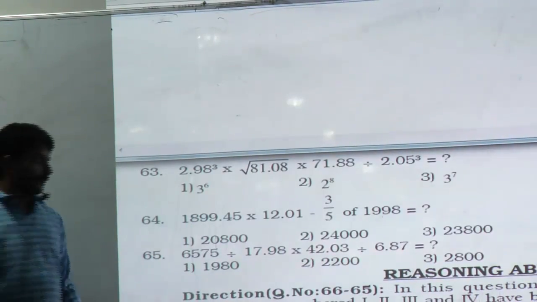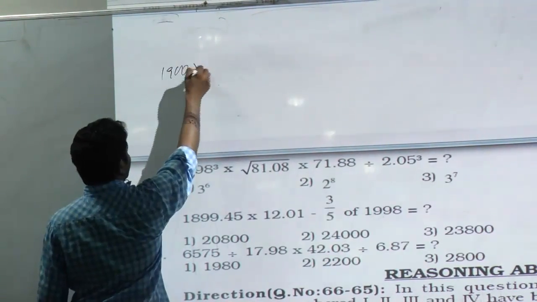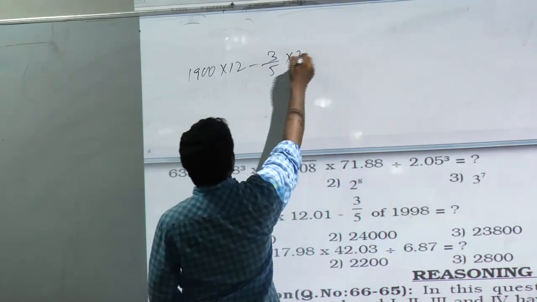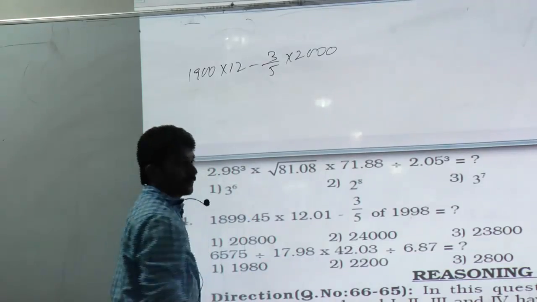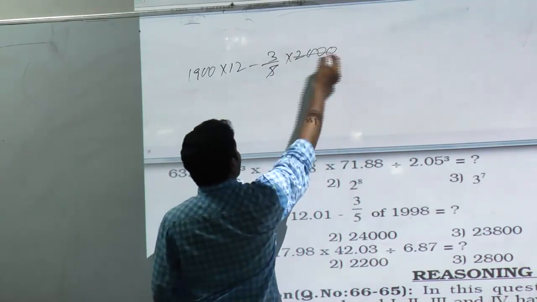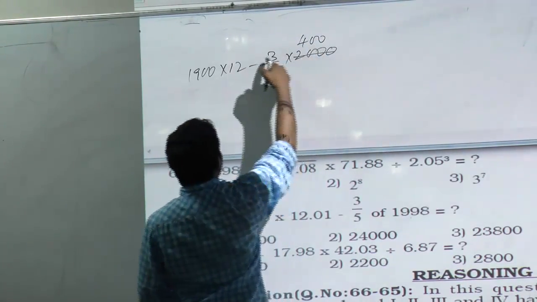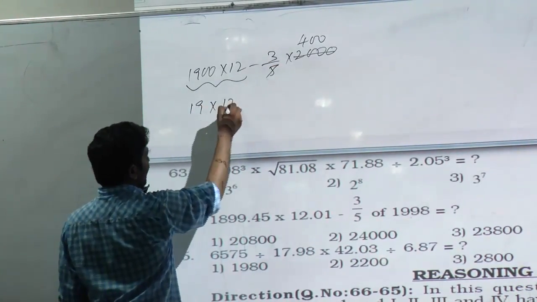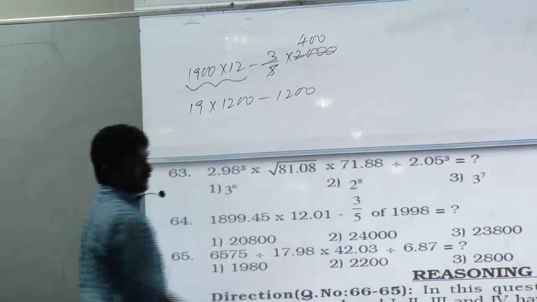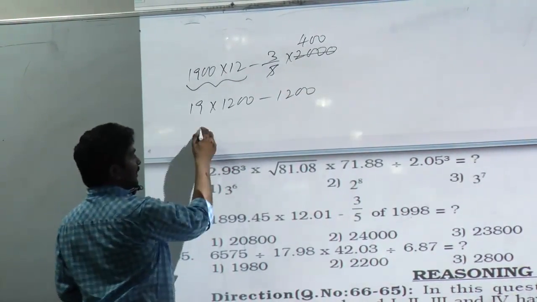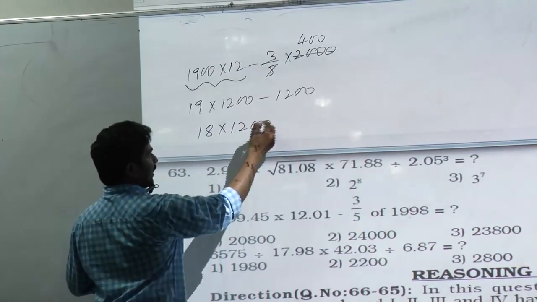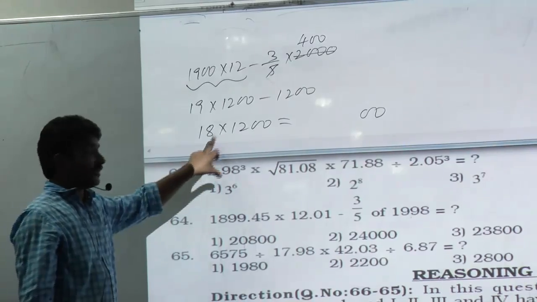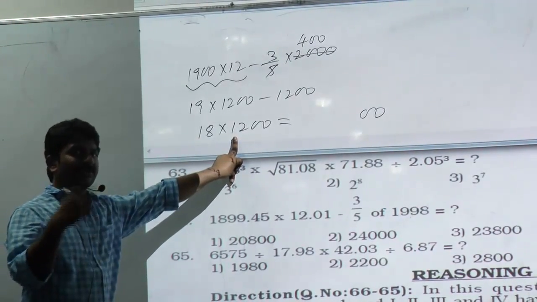How much is this? 1900, 12 times, minus 3/5 of 2000. How much is this? 400 into 3. Can I write this as 19 into 1200 minus 1200? So that will be 18 into 1200. There are 2 zeros. I'll write 2 zeros. 15 plus 3, 15 minus 3. 15 square minus 3 square.